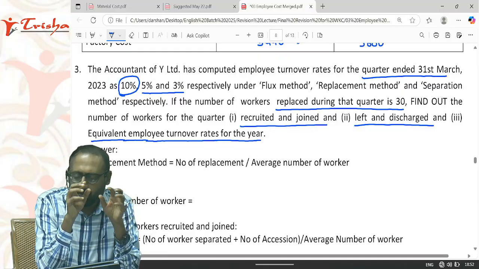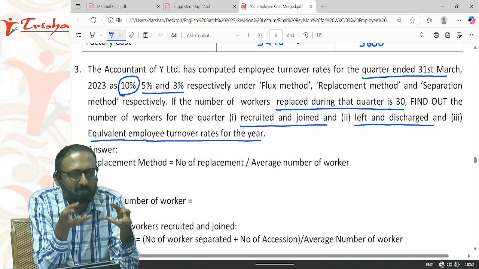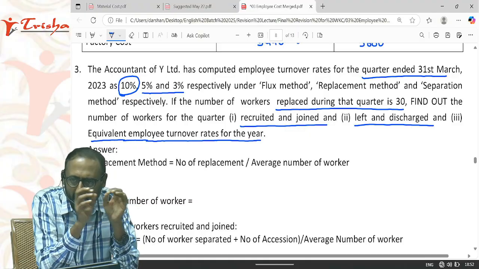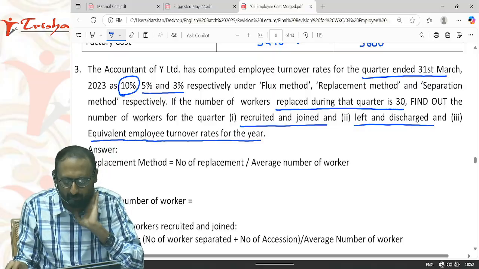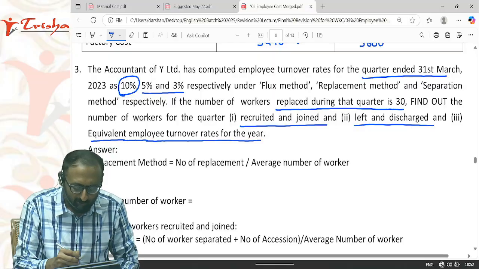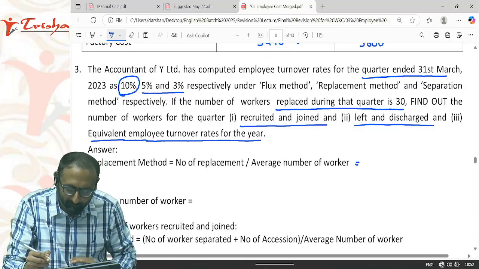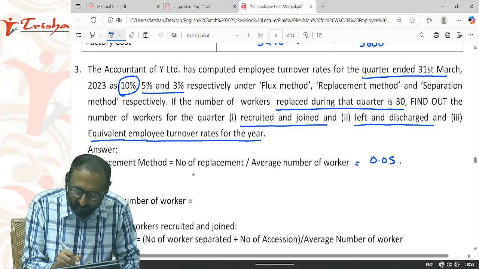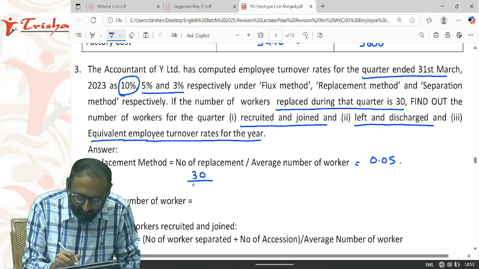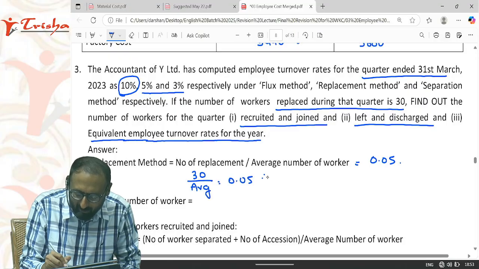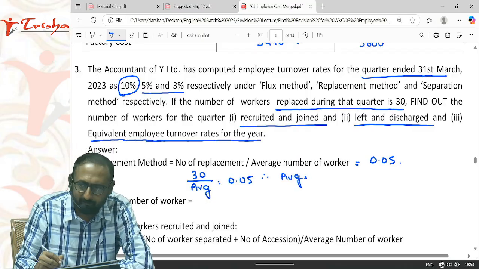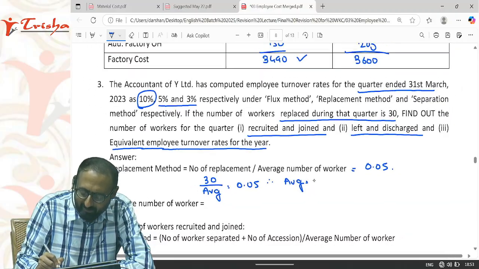What I told you, check in the question which workers are given. The number of workers replaced is given, or the number of workers separated is given. Replaced is given, so you'll have to apply the replacement formula. The replacement method percentage is 0.05. So the number of workers replaced, 30, divided by the average number of workers is equal to 0.05. Therefore, how much will be the average number of workers? 600. Is it 600?